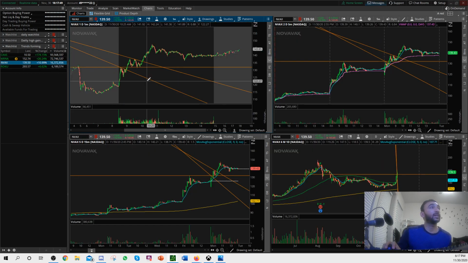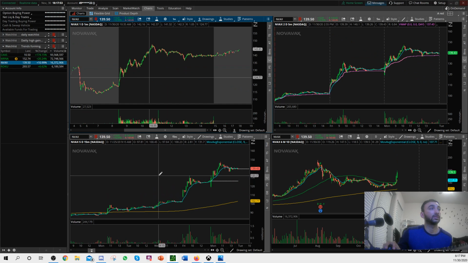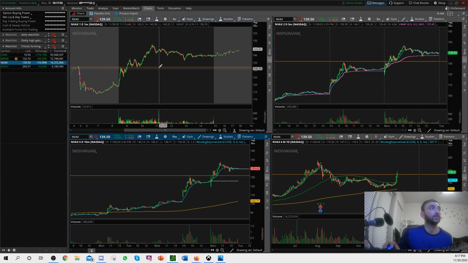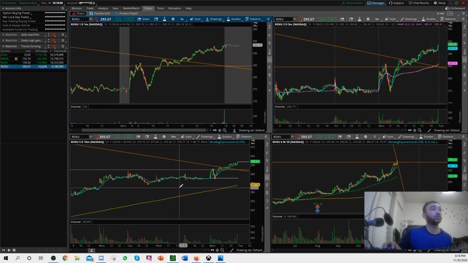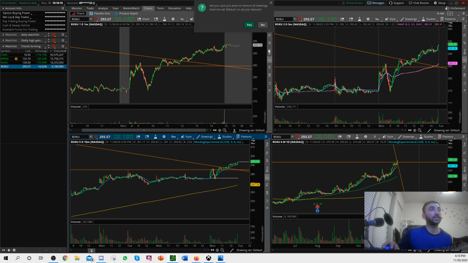All right, so NBAX, the levels for NBAX are this and then this. This is the 130 area, and this is the 137 area. These are the levels that it's bouncing off. Once it bounced here and then broke out, now it's bouncing off this level.